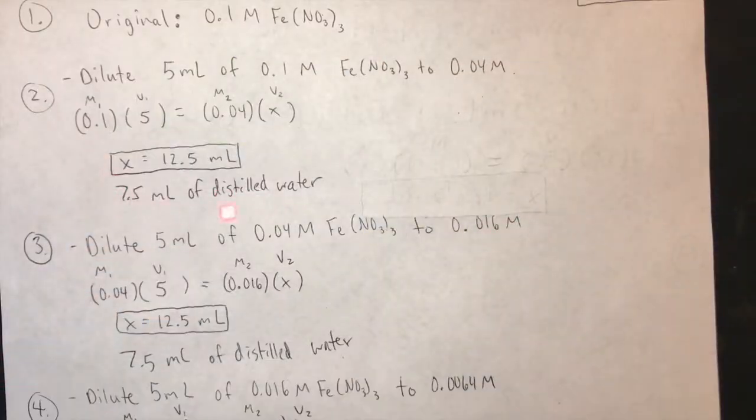Now that we've made 12.5 milliliters of our 0.04 molar iron nitrate solution, we're going to take 5 milliliters of that solution and dilute it to 0.016 molar iron nitrate. To do this, we'll use our M1V1 equals M2V2 equation once again, and after doing this calculation, we found that we need 12.5 milliliters of total liquid, meaning that we'll need 7.5 milliliters of distilled water to add to our 5 milliliters of 0.04 molar iron nitrate.